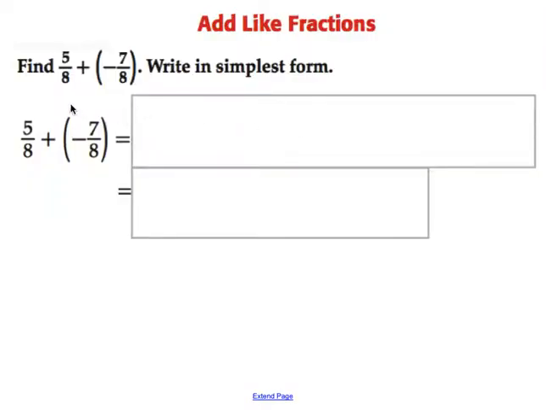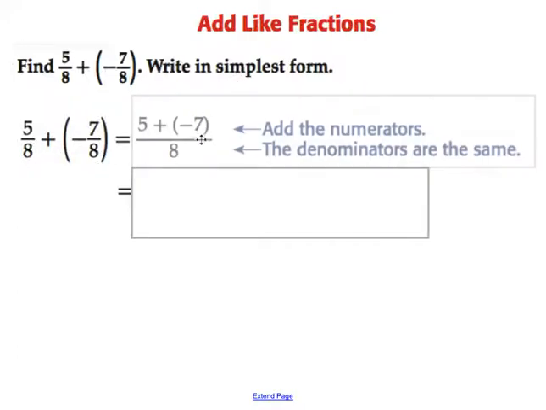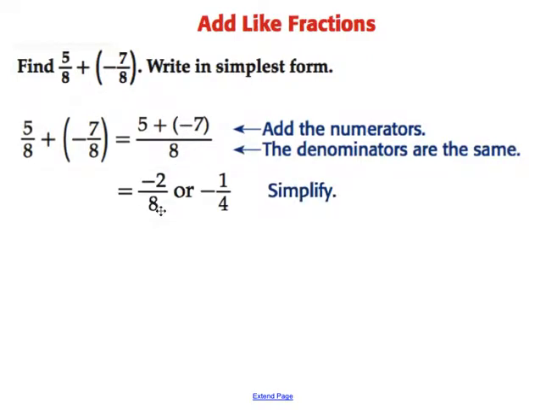Here's an example for you, 5/8 plus -7/8, and we want to write this in simplest form. Well, 5 plus -7, we need to go ahead and write what 5 plus -7 is using our rules for addition and subtraction. When they're opposite signs, that means we're going to subtract 7 from 5, so we get -2/8, and then we can always simplify. Always check to see if you can simplify, and in this example we can divide both of these by 2, which gives us -1/4.